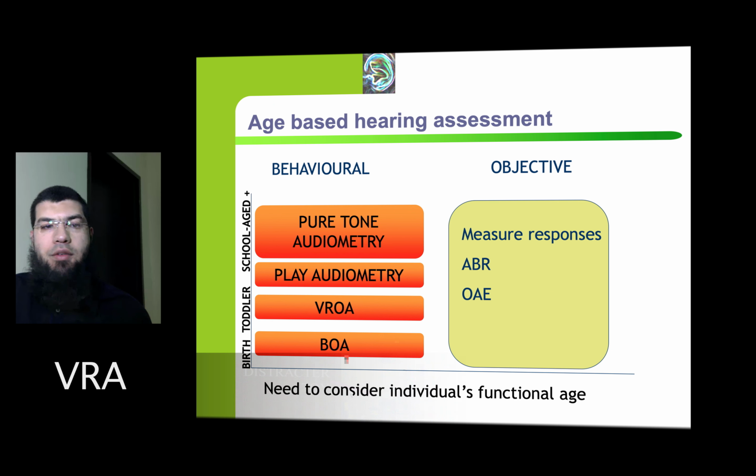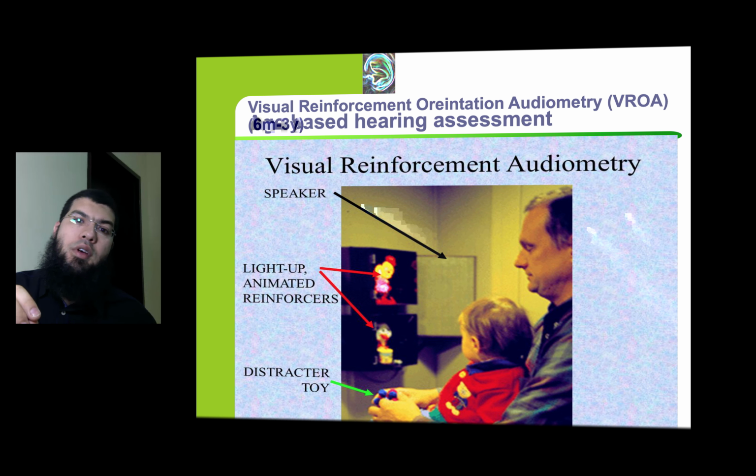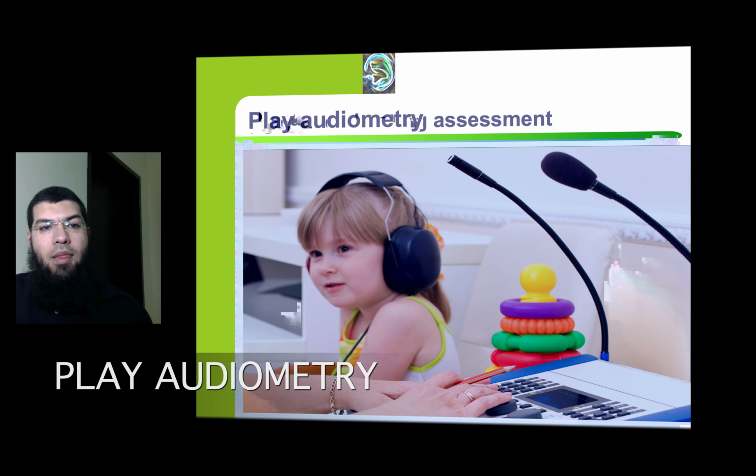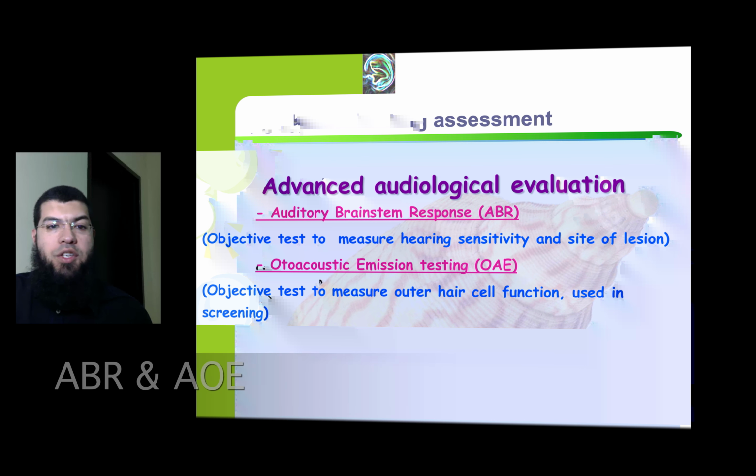Visual reinforcement audiometry is done from 6 months of age up to 3 years. The child is seated between two loudspeakers and the audiologist delivers sound and notices the behavioral response of the child, with a distractor toy. Play audiometry is very common in our clinics. The advanced audiological evaluation includes ABR, which is auditory brainstem response, and otoacoustic emission.